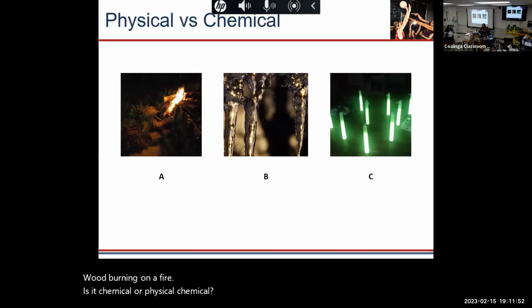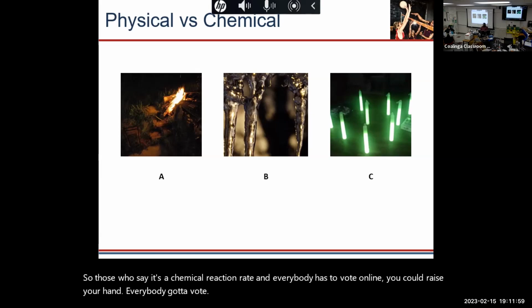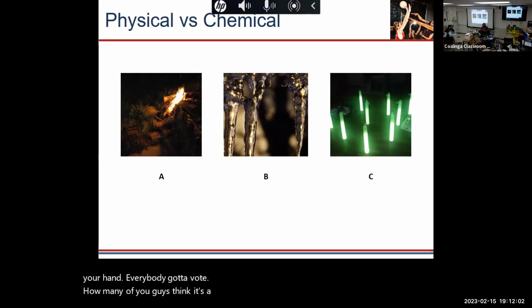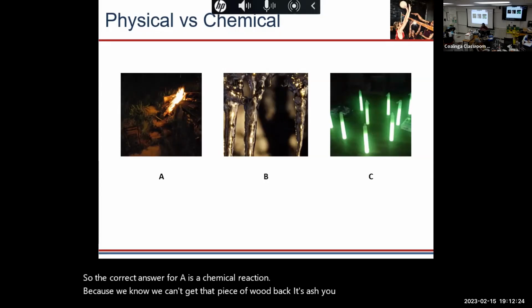So those who say it's a chemical reaction, raise your hand. Everybody has to vote. Online, you can raise your hand. How many of you think it's a chemical reaction? Okay, so the correct answer for A is a chemical reaction, because we know we can't get that piece of wood back. It's ash. You can't get that ash and burn it again.